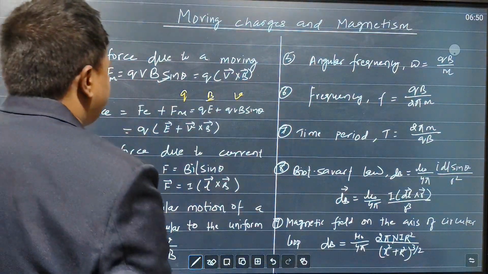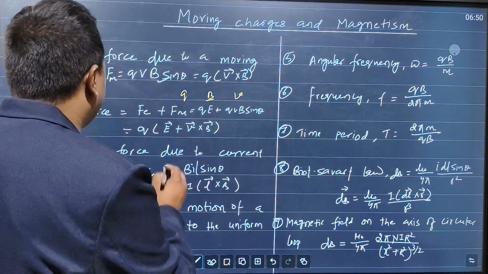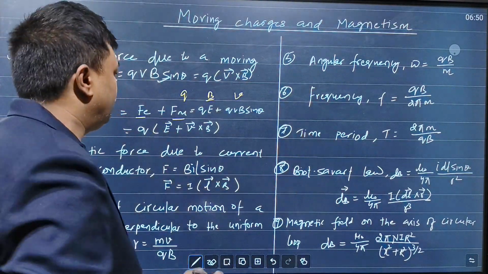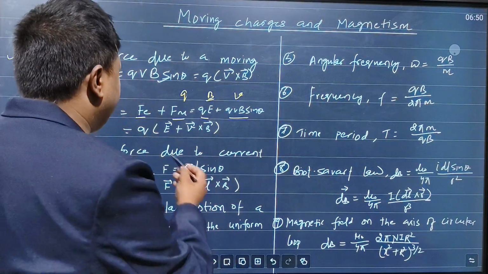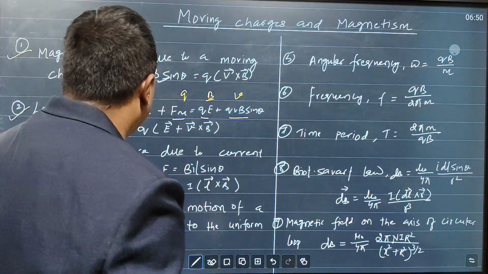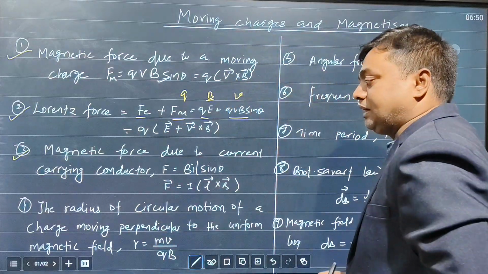Next, Lorentz force. Whenever the charge is moving in both electric field as well as magnetic field, it will experience an electrostatic force as well as a magnetic force. Electrostatic force is qE, and magnetic force is qvB sin theta. If you take q outside, we get q whole into E plus v cross B.